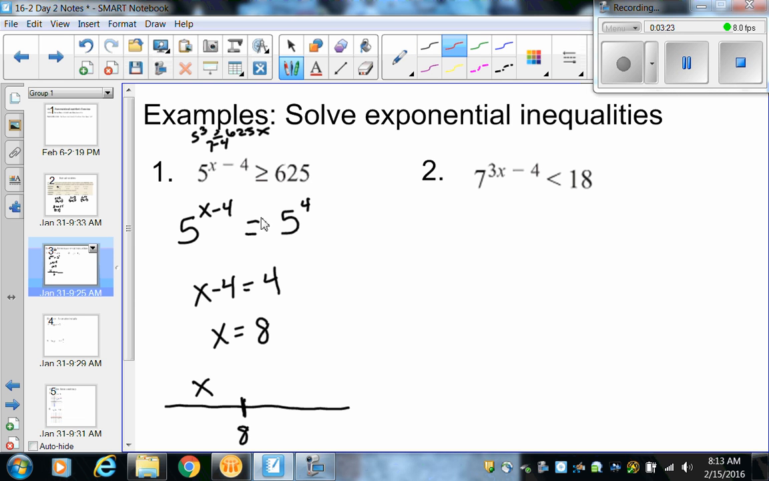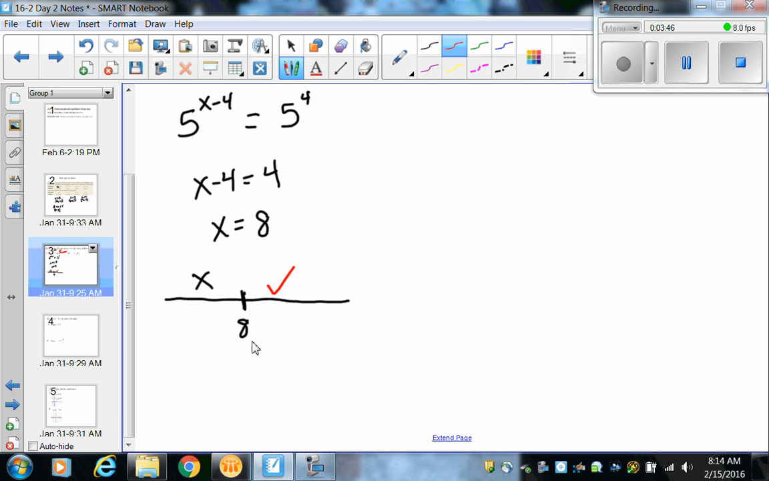Then we're going to pick another number greater than 8. So if we pick a number greater than 8, say 9, we would have 5 to the 9 minus 4, which would be 5 to the 5th. And since 625 is 5 to the 4th, 5 to the 5th would be greater than or equal to 625. So then you would have a check. So then I know that my answer starts at 8 and goes everything to the right of 8. So I would have from 8 to infinity.